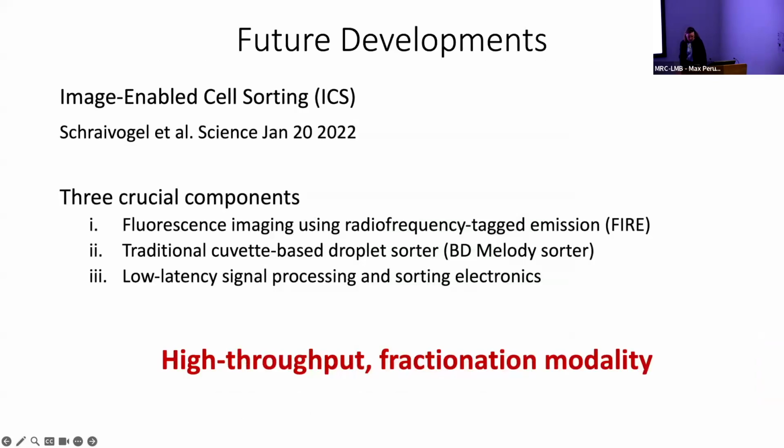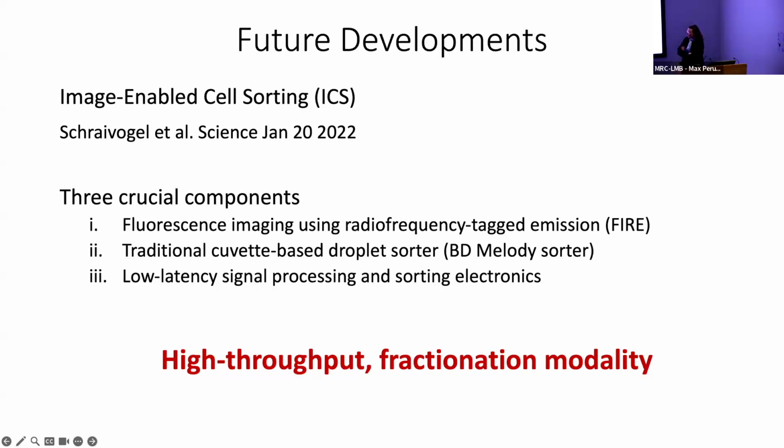All right, I will end with some future developments briefly, specifically related to cell sorting. And the first is image-enabled cell sorting, where we couple microscopy to cell sorting techniques. And one of the things that came out recently, and you can go and read this paper in Science that was published in 2022, where in collaboration with BD Biosciences, this group developed an imaging cell sorter where they use fluorescence imaging using radio frequency tagged emission.